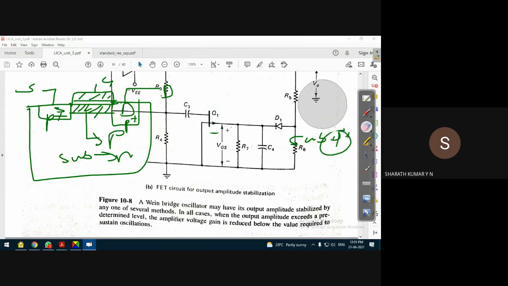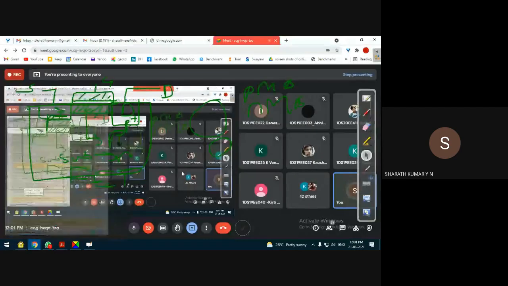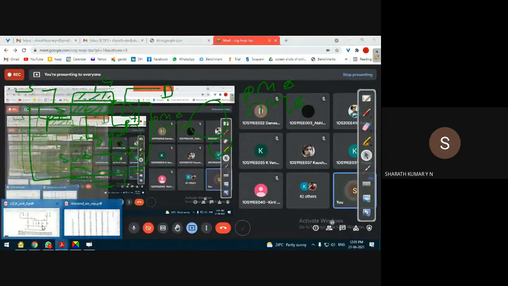Now, whenever this FET turns on because of the gate to source voltage, the question here is: how do we identify whether this FET is a P type or N type? Can anybody help me, guys? How to identify this FET as a P type or an N type MOSFET from this symbol?